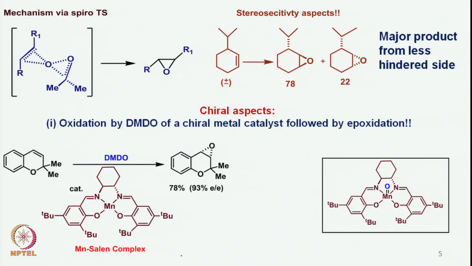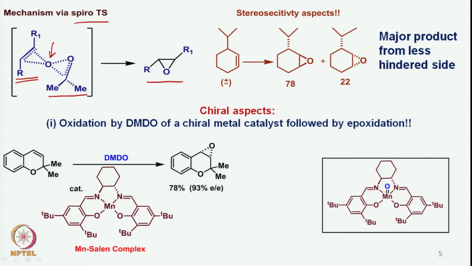Now what is the mechanism? The mechanism is via a spiro transition state. As you can see here, the dimethyl dioxirane is transferring its oxygen to the olefin present here, and the transition state is a kind of spiro transition state, with the spiro center in the middle, and involves transfer of the oxygen in a more or less concerted process. So if we start with a trans double bond, we get the corresponding epoxide, retaining the stereochemistry of the double bond.